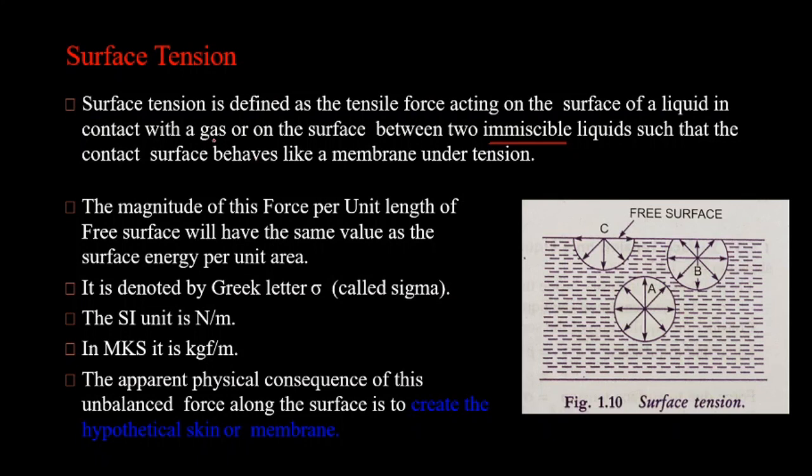So surface tension is defined as the tensile force acting on the surface of a liquid in contact with a gas or on the surface between two immiscible liquids, such that the contact surface behaves like a membrane. If there are two immiscible liquids, then it is the contact surface. If there is only water, then it is the free surface. See here, the free surface, the surface at the top, behaves like a membrane. It will behave like a boundary, a thin film under tension.